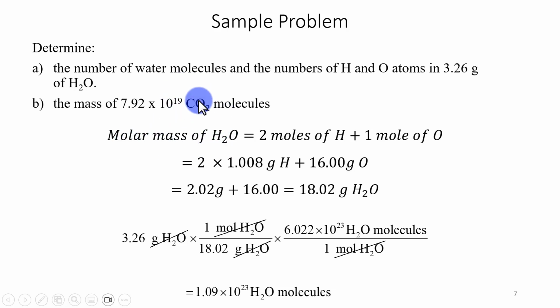How do you calculate the molar mass of CO2? You have 1 carbon, so 1 mole of carbon, and 2 moles of oxygen. 1 mole of carbon weighs 12.01. 2 moles of oxygen weigh 2 times 16, 32 grams. Add them together, find the CO2 molar mass, and use that to convert from moles to grams.